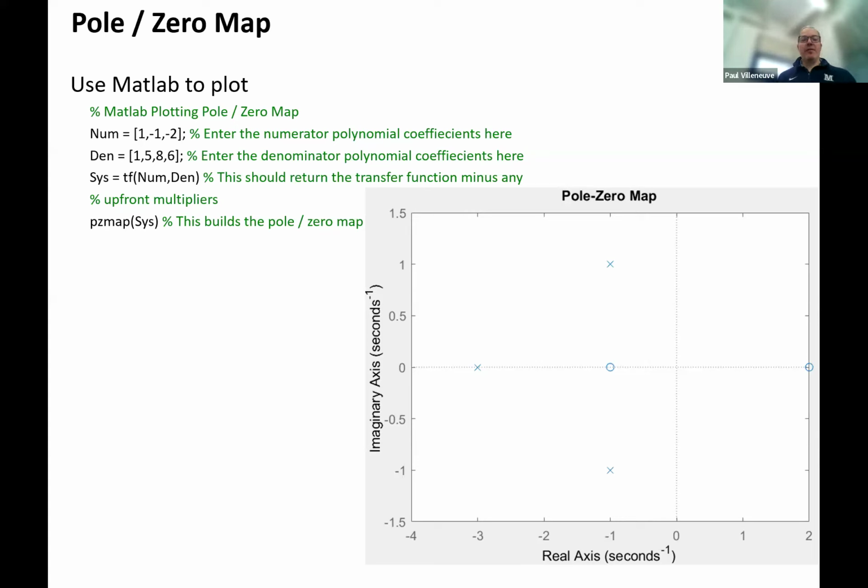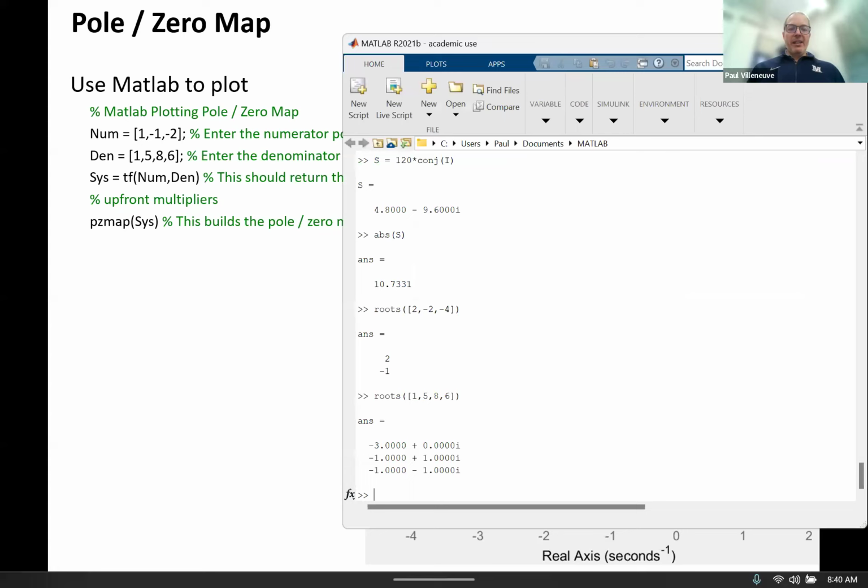So you have to be careful. This just ignores that multiplying coefficient. So I can't take this back in the time domain, which is okay. I'm just trying to get the transfer function. So let's go back to MATLAB.